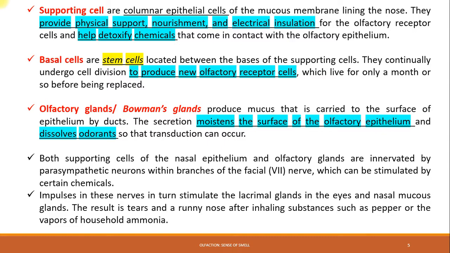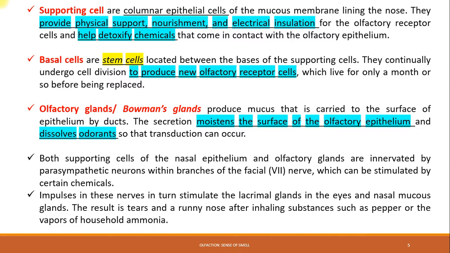Okay, then next structural feature of the olfactory epithelium is the basal cell. So basal cells, as in case of the gustation, they are the stem cells which are located between the bases of the supporting cells. So they continually undergo cell division to produce new olfactory receptor cells, which live for only a month or so before being replaced.